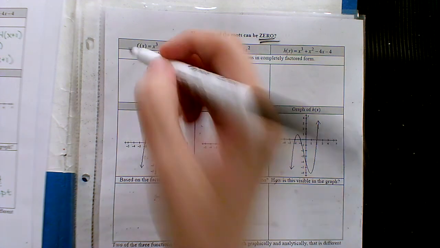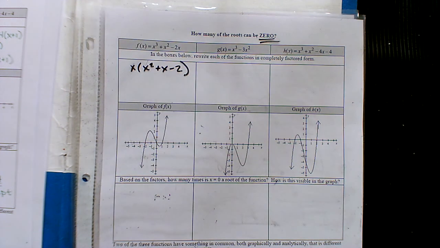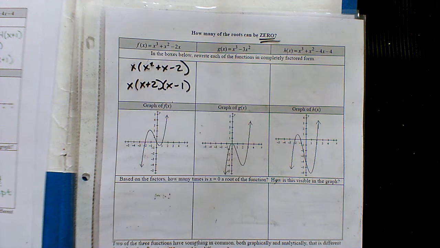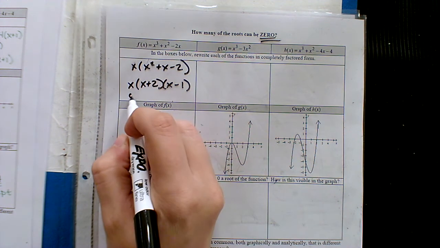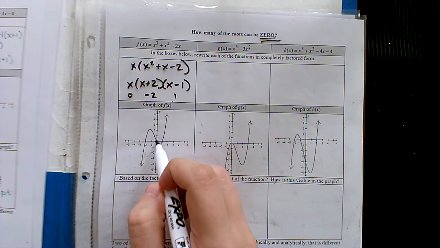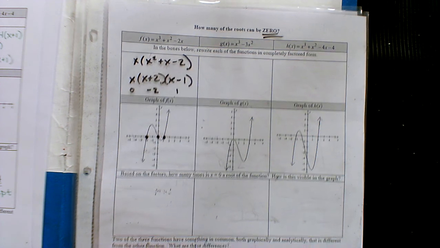What do you think, Logan? Take out an x. All right, we're left with x squared plus x minus 2. Can we keep going? Good, Lainey? I like it. So we have that setup that we can go through from there. All right, so if those are the factors, we should be able to identify the x-intercepts. We'd have 0, -2, and 1. And graphically, 0, -2, and 1 check out.